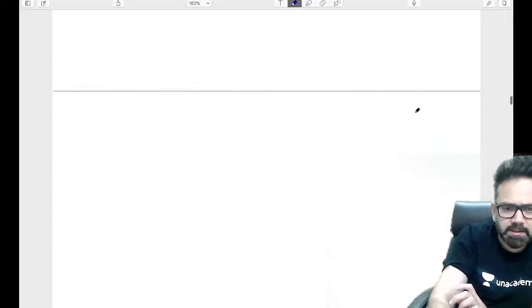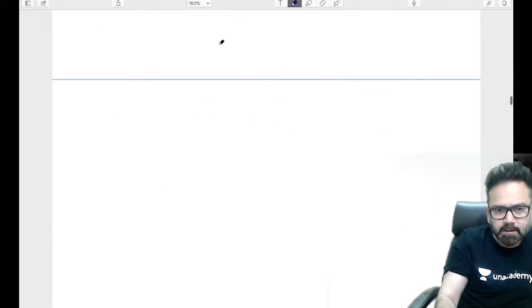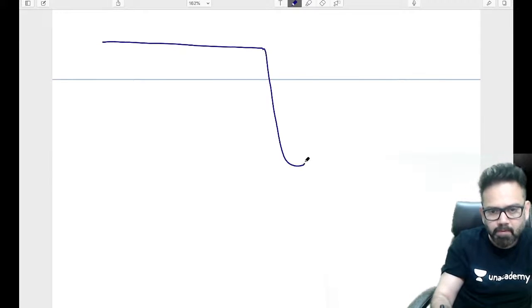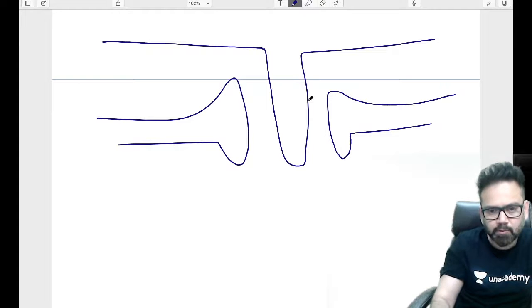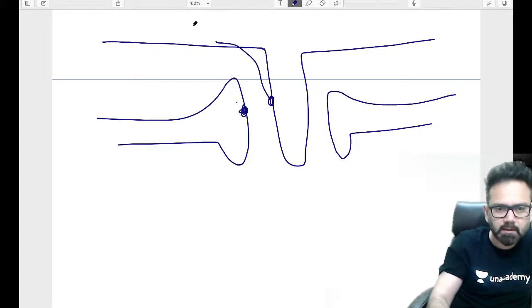So you know this very clearly. This is your T tubule, and this is your sarcoplasmic reticulum. There are two receptors on this. What are these two receptors called? One is called the dihydropyridine receptor. The other is called the ryanodine receptor.